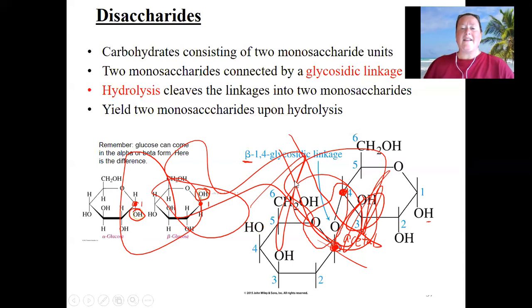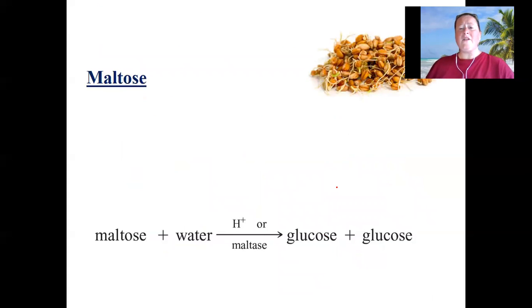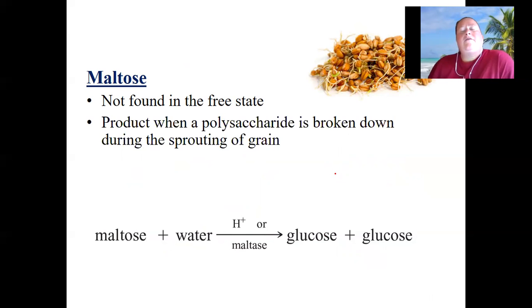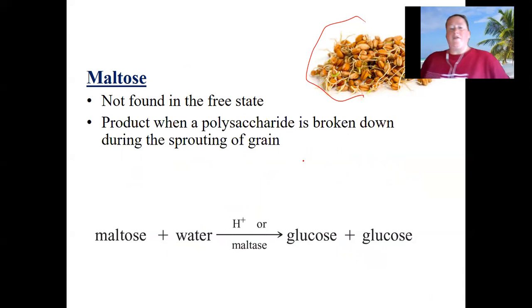So anyway, disaccharides can become hydrolyzed into two monosaccharides. So the first one that I want to talk about is maltose. Maltose is not found in the free state, and it is a product that forms when grains begin to sprout, like in the picture here. It's a byproduct of polysaccharides breaking down during the sprouting of grain. So when you hydrolyze maltose, it breaks down into two glucose units. So maltose is a disaccharide that's made of a glucose and a glucose.